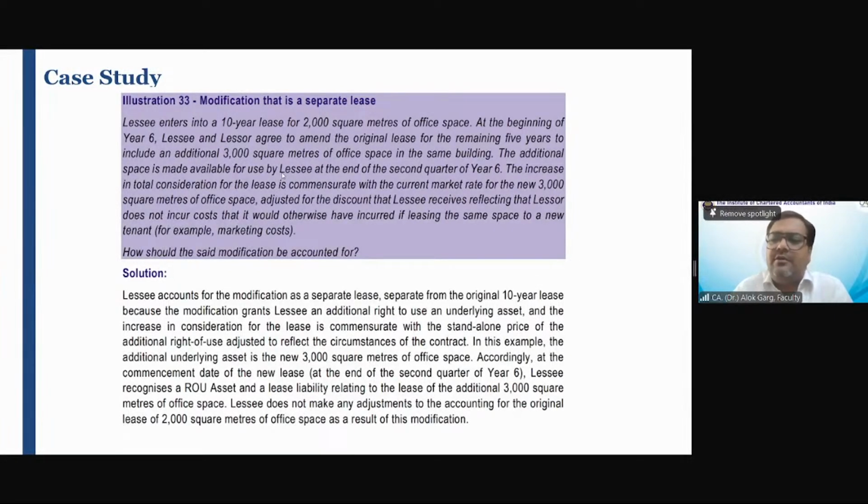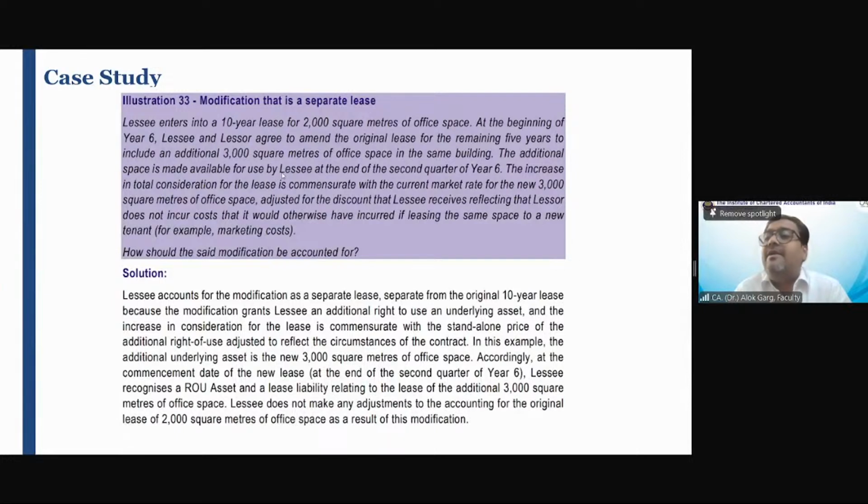Nisha told the lessor, "Mr. Lessor, sir, if you would have let out this office space to somebody else, not to me, you would have got this space through the broker. Like you remember, when I took this 2,000 square meter, you let it out through a broker, to whom you and me both have paid the commission."